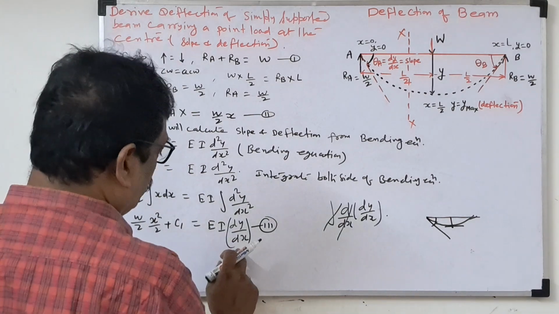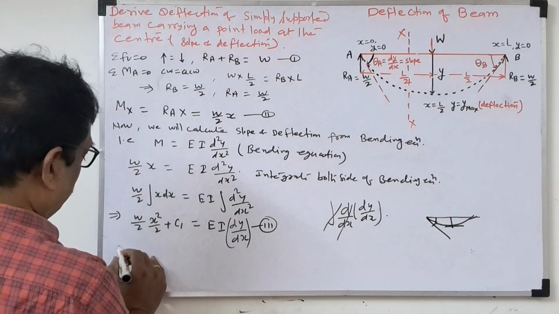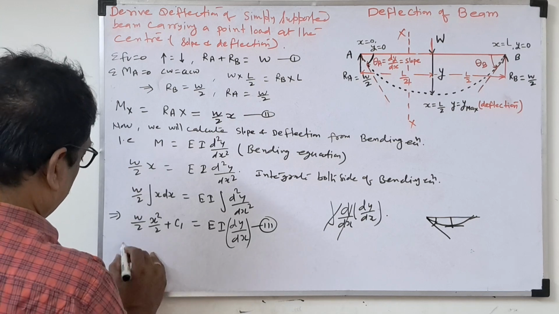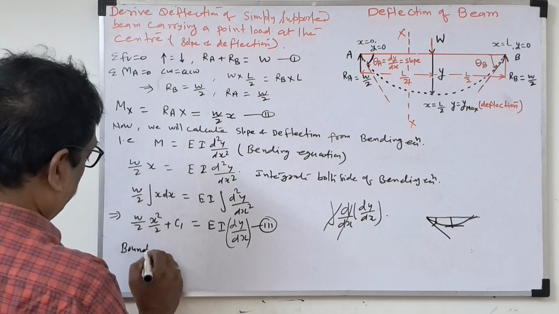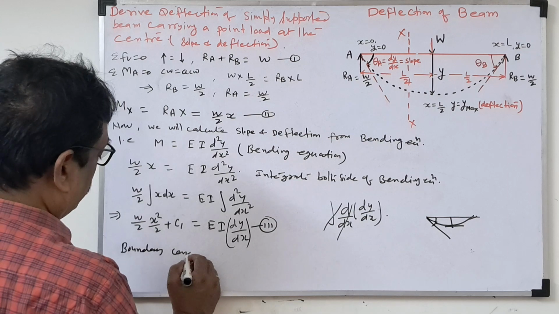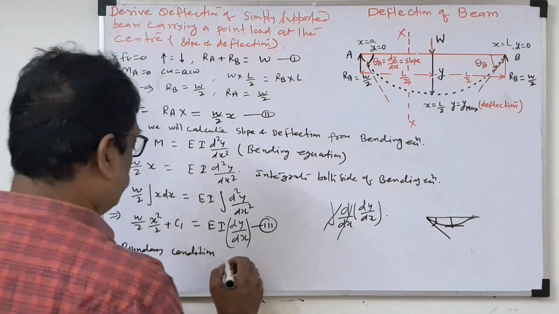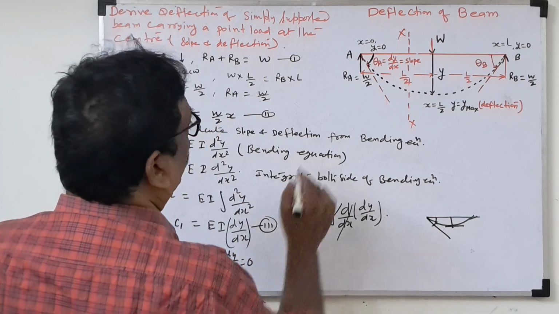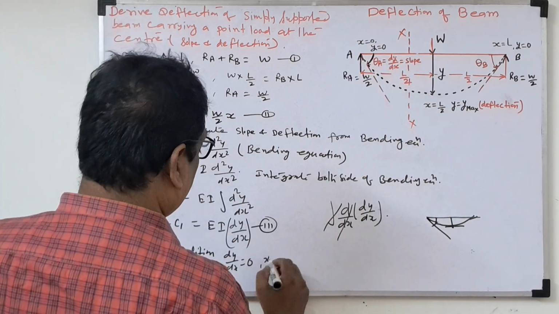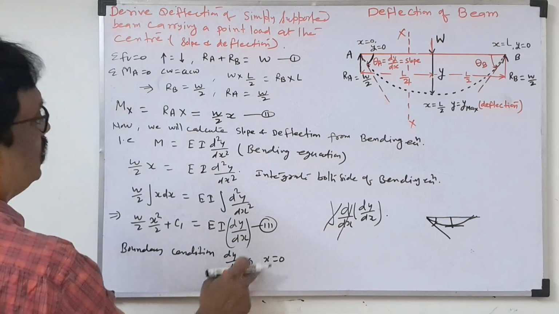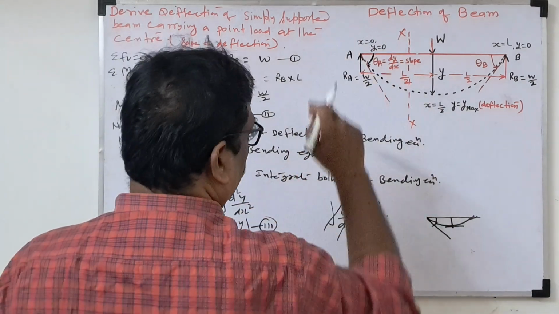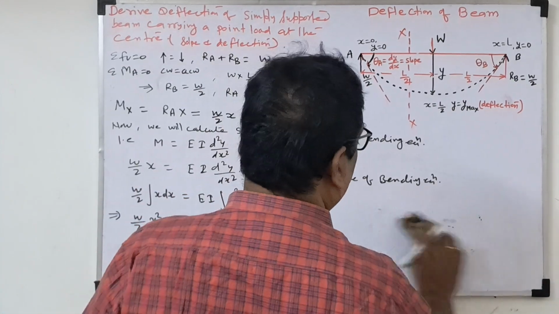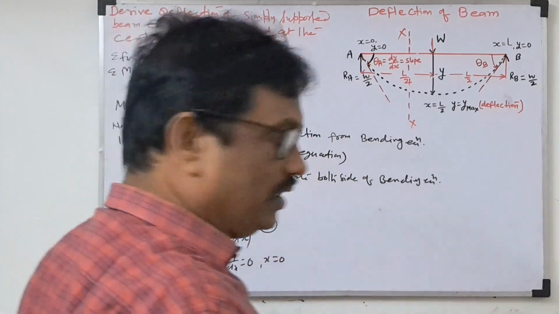So when will this deflection be 0? Let us substitute our boundary conditions for this equation. So dy by dx will be 0 where? At point x equal to 0, deflection will be 0. So we will substitute that here, and we'll get the deflection equation, then we'll get the deflection.